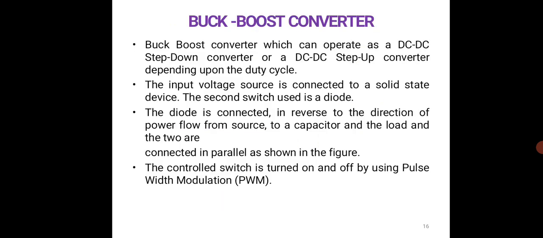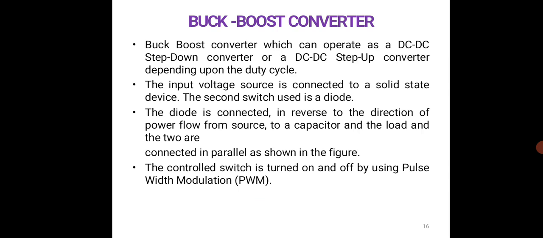Next is the buck boost converter. Buck boost converter can operate as a DC-DC step down converter or a DC-DC step up converter, which depends upon the duty cycle. The input voltage source is connected to a solid state device. The second switch used is a diode. The diode is connected in reverse to the direction of power flow from the source to a capacitor and the load, and these two are connected in parallel as shown in the figure.